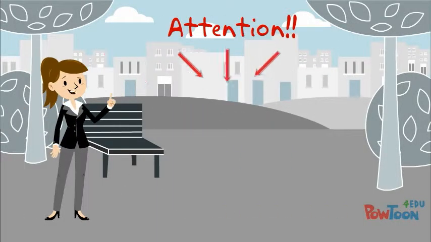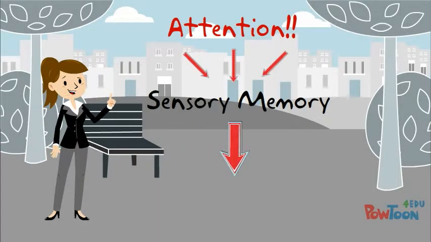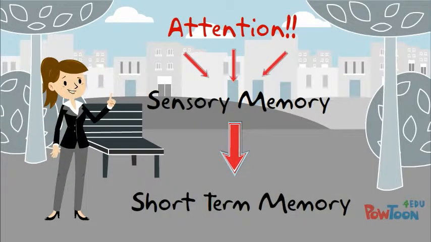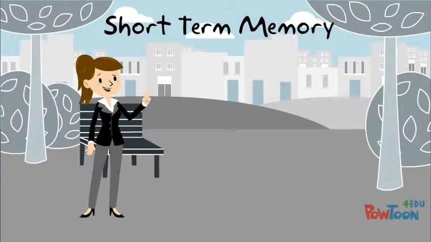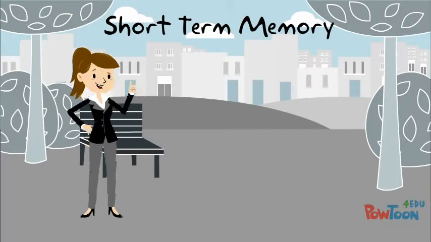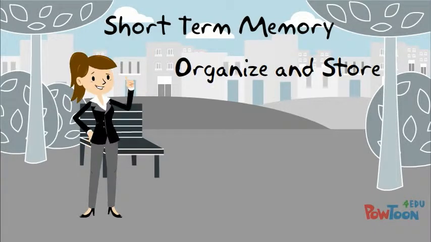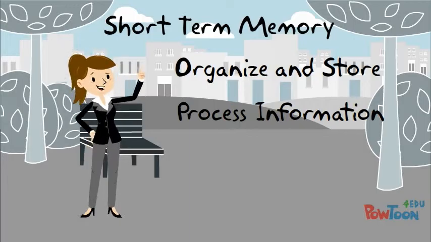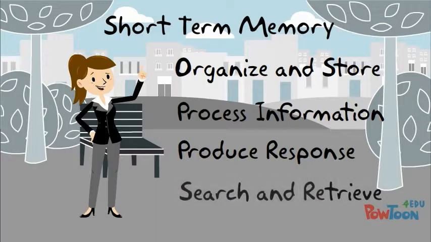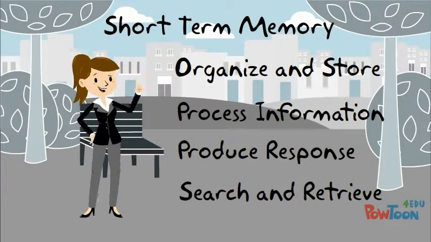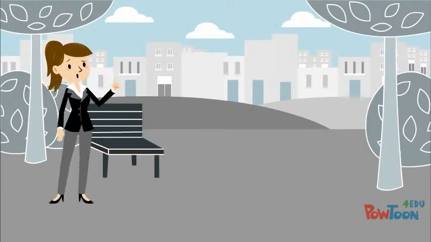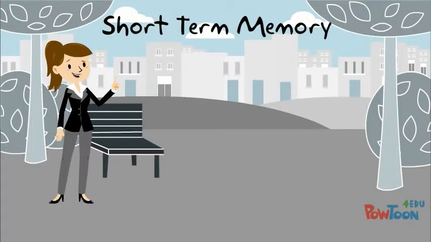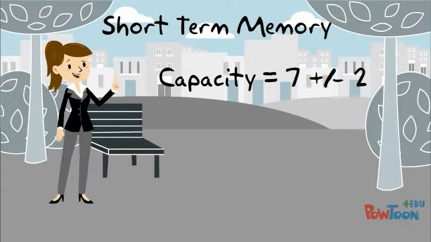When the information in the sensory memory is attended to, it is transferred to the short-term memory for more processing. The short-term memory is where information is processed. The short-term memory decides where, when, and how to organize and store information, controls processing functions, makes sense of new information, produces responses, and searches for and retrieves information from the long-term memory. CIP theorists believe that the short-term memory's capacity is limited to 7 plus or minus 2 items of information.